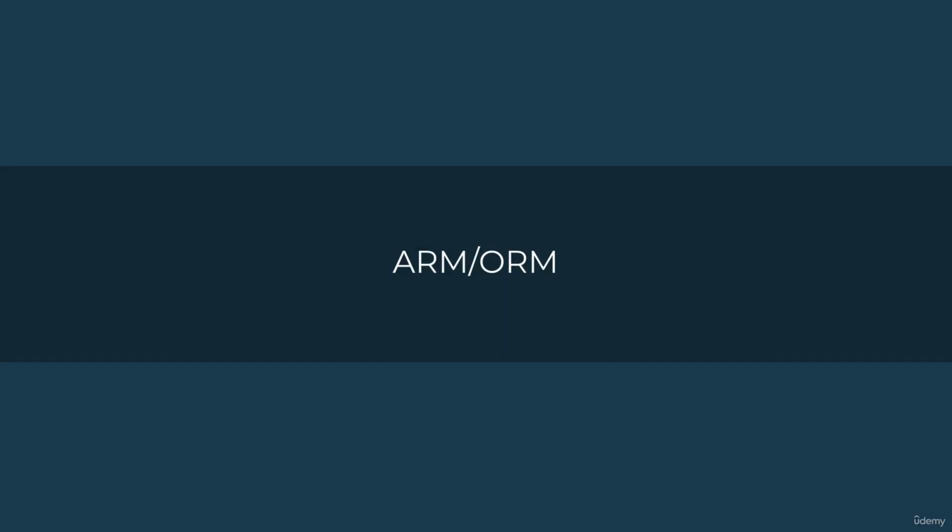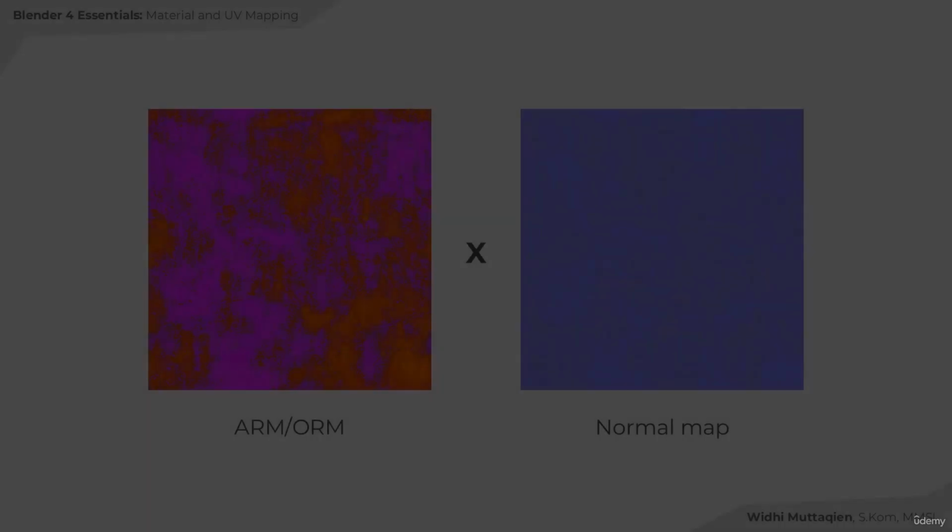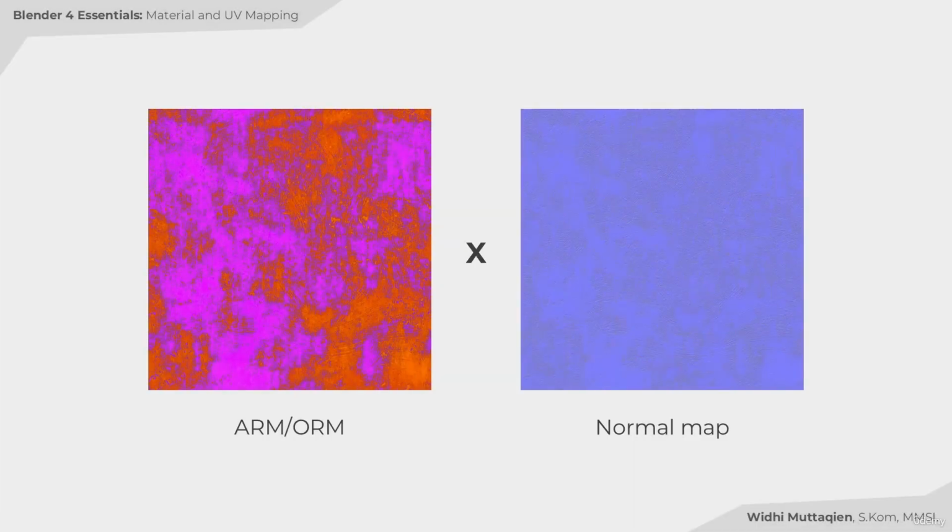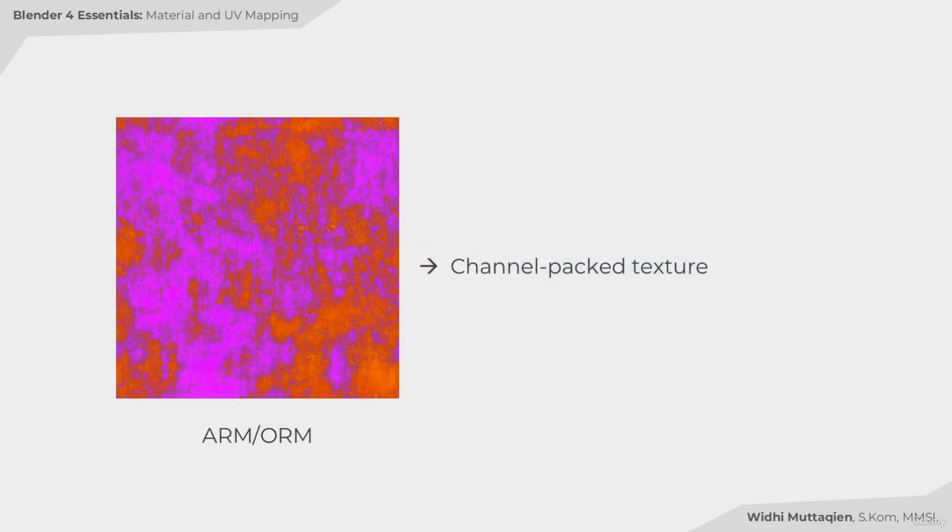The last one is the ARM textures, sometimes referred to as ORM textures. In recent years, there have been more and more people using a strange new texture type that looks like the normal map texture, but they are not. If you see this type of texture, don't be confused. Basically, they are 3 textures combined into a single image. This method is known as channel packing, and the textures are called channel pack textures.